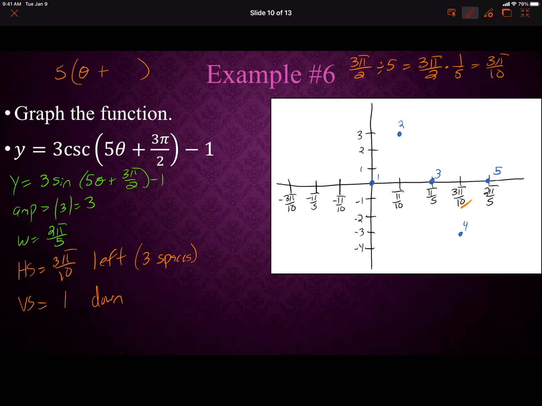So our new points are now going to go 3 spaces left and 1 space down. So point 1 is going to go there.